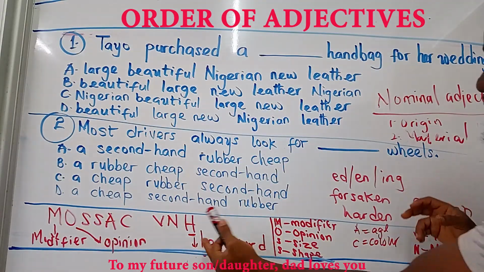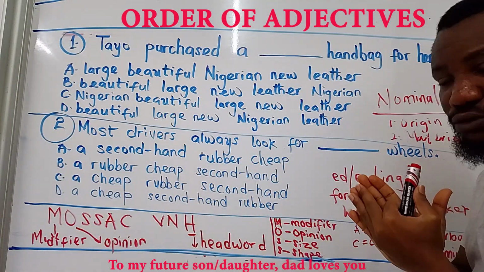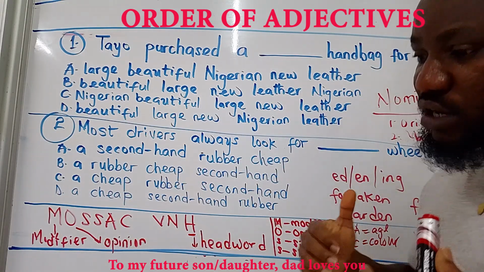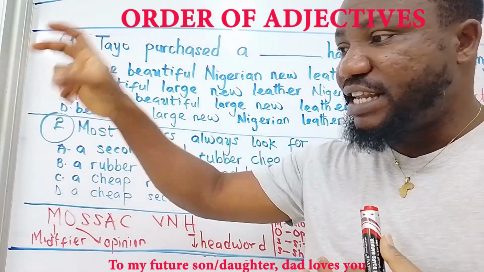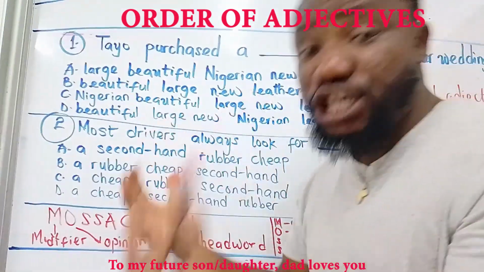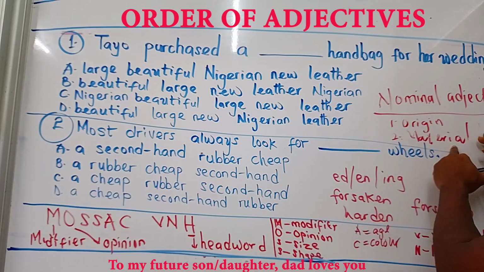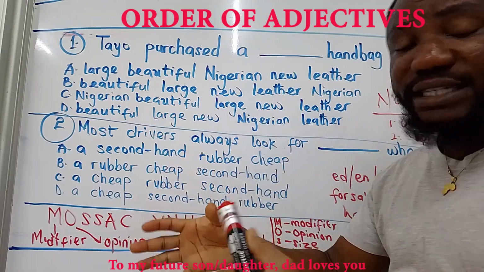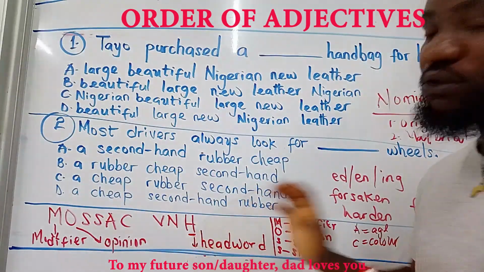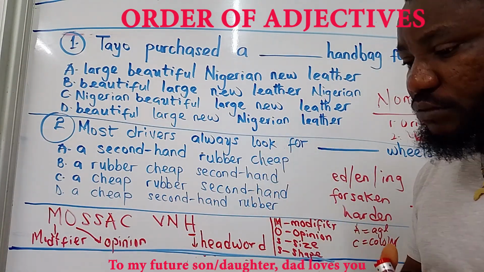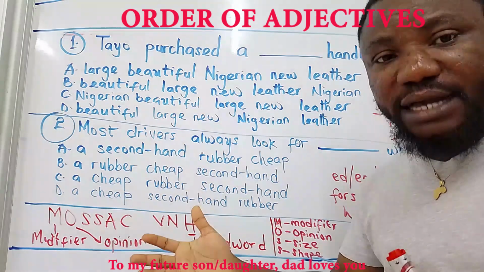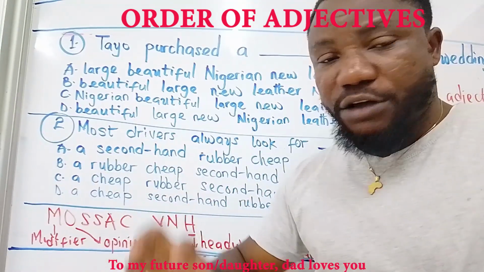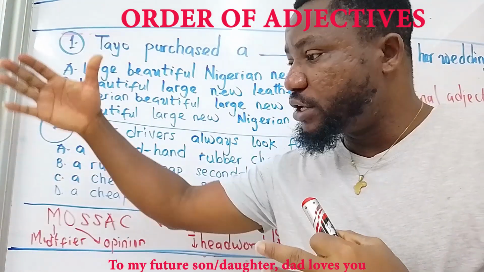So, like I said, N is divided into two. We have the origin and the material. The origin is talking about the place that the noun being talked about comes from or is produced. Material, on the other end, is talking about the items that you put together to create the noun being talked about, to create a head word. For example, we can have a Nigerian leather bag. The leather is the material from which the bag is made.